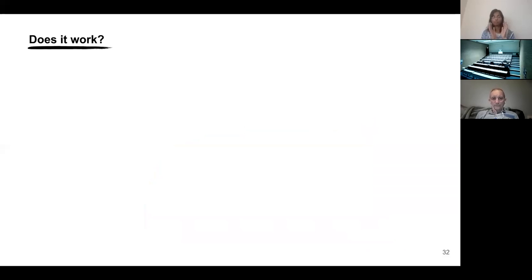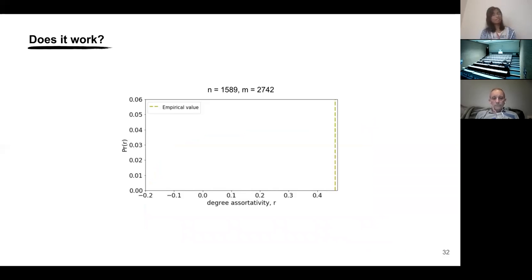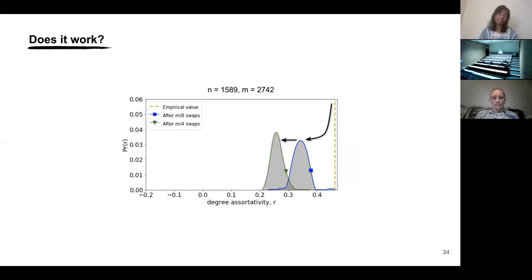Now that we know how the method works, the question is, does it work well? Again, for illustration purposes, let us suppose that we have an empirical network of around 2,700 edges, and this is the empirical observed value of the degree associativity of this network, around 0.46. This is what the distribution of degree associativity looks like after m by 8 swaps have been applied on this empirical network. This is how this distribution looks after m by 4, and then after m by 2 swaps are applied.